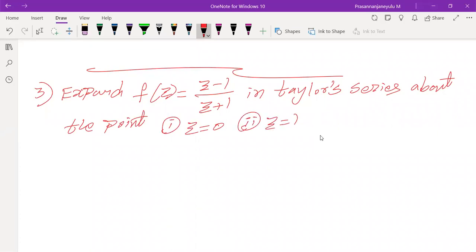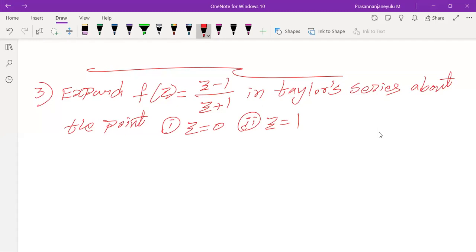Now tell me which one you want me to explain. Either z equals 0 or z equals 1. Which one do you want from my side? Z equals 1 or z equals 0? Which one do you want me to explain? 0, first one.